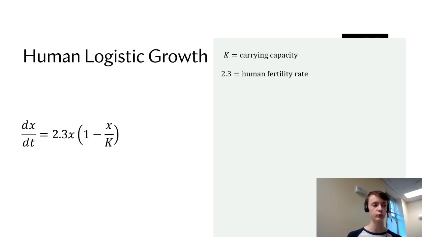In order to introduce a human population quickly, we used a simple logistic equation with a set carrying capacity. We used 2.3 as the average human fertility rate.